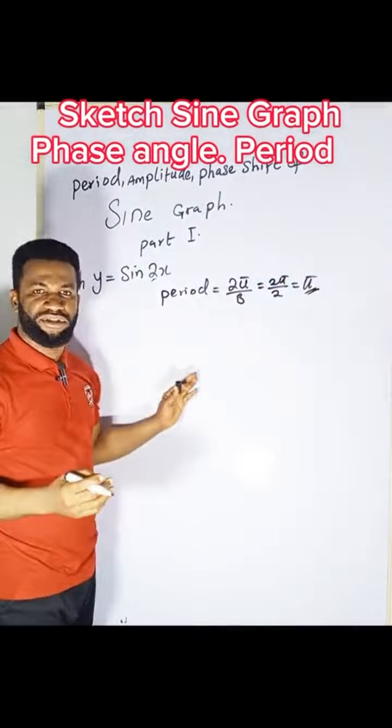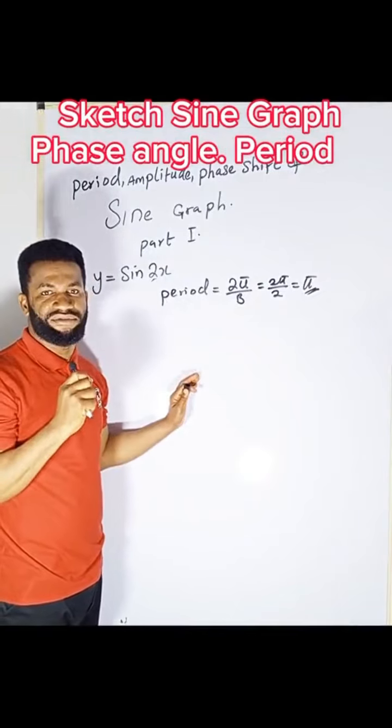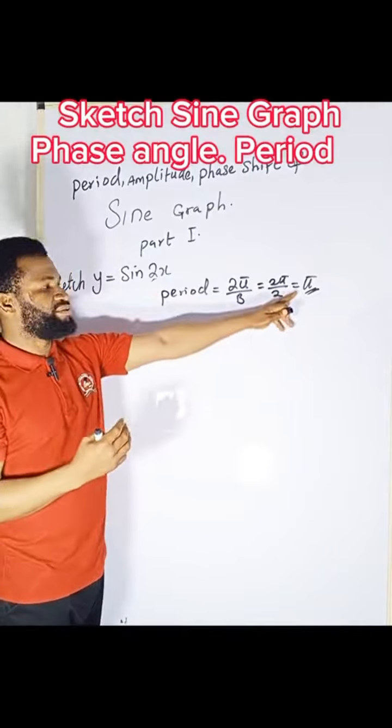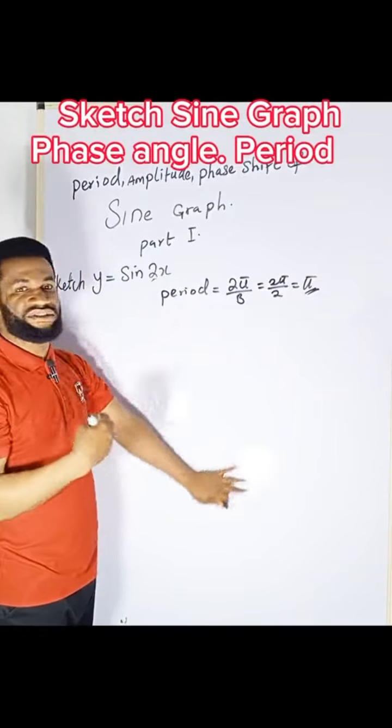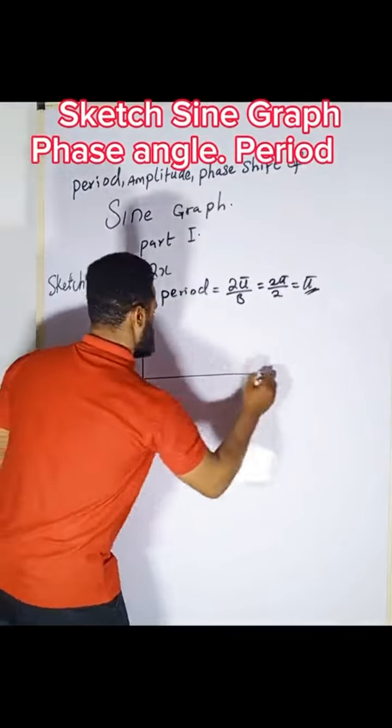The question is, what is period? Period is the time it takes to complete one oscillation. It can be expressed in angle. It can also be expressed in terms of time. All right, so the next thing I'm going to do is to sketch.